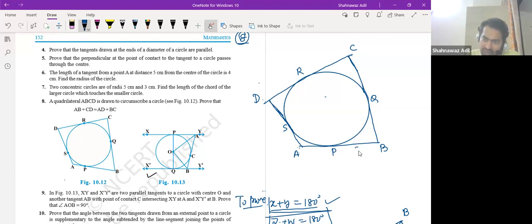So let's say that if PB is X, then what would be QB? QB will also be X. And let's say RC is Y. So what would be CQ? Also Y. And then let's say this is Z and Z, and let's say this is W and W. Let me use another color because this is getting mixed up. So this is X, X, Y, Y, Z, Z, and W.